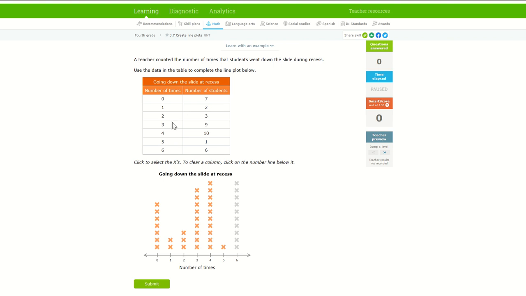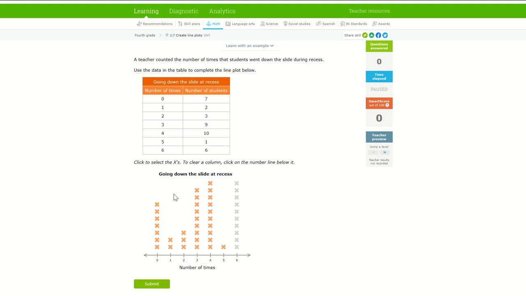And so when you look at it over here, we can see that they have created this line plot already. It's a number line, and it has a couple of labels. It has a title of the line plot, and then it has what are we tracking? And we read up here that we were tracking the number of times the kids were going down the slide.